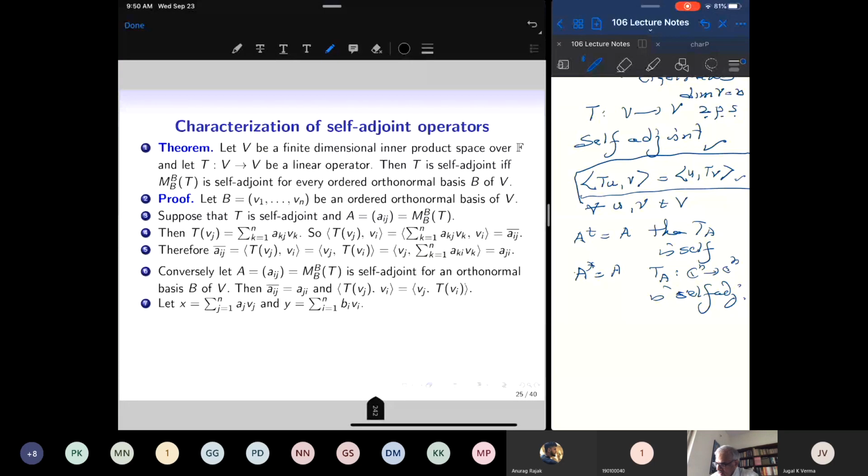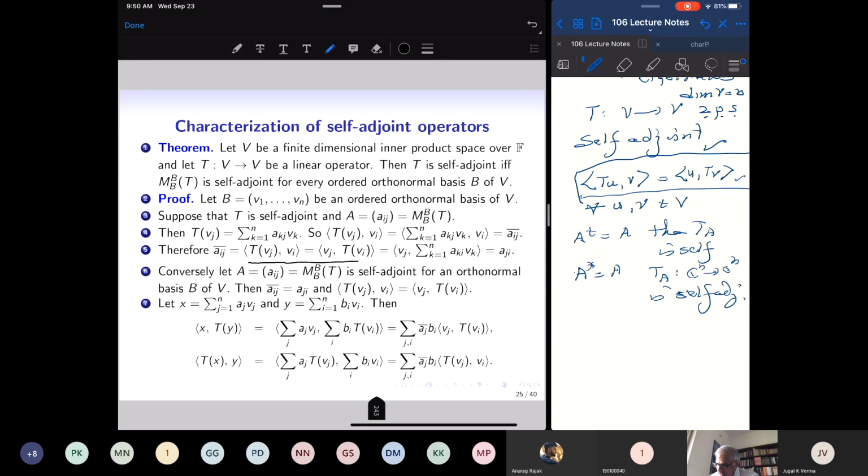But I proved this for basis vectors, and we have to actually prove it for any pair of vectors. To prove that a linear operator from V to V is self-adjoint, I have to prove that for any pair of vectors, the inner product of Tu with v is the same as the inner product of u with Tv. We have proved this whenever the pair of vectors is taken from the orthonormal basis. Now I prove it for arbitrary vectors.